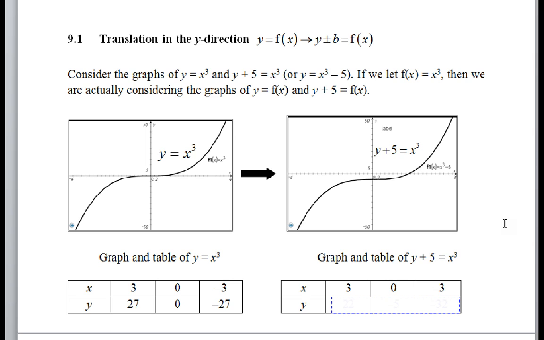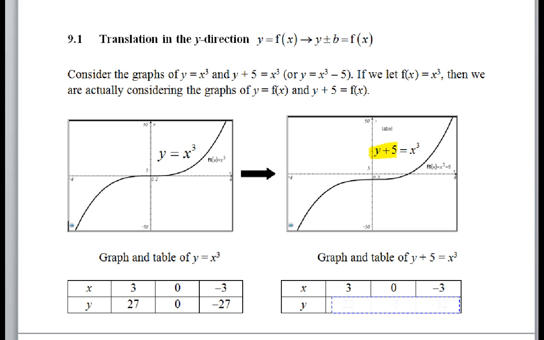Let's take a simple graph, y equals x cubed. Of course, we all know how it looks like. When x is 3, y is 27, x is 0, y is 0. And x is negative 3 here, you get negative 27. Now the question to ask ourselves is this. What if I change y to y plus 5? That means replace y with y plus 5. What do we get? Now, of course, all of us can do the calculation, but let's go through the thought process here.